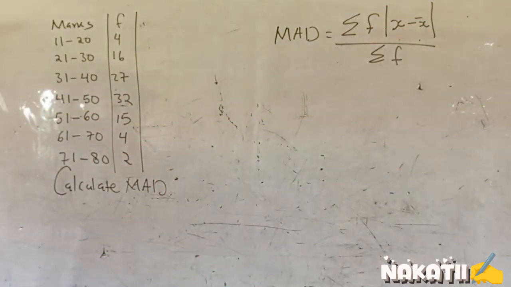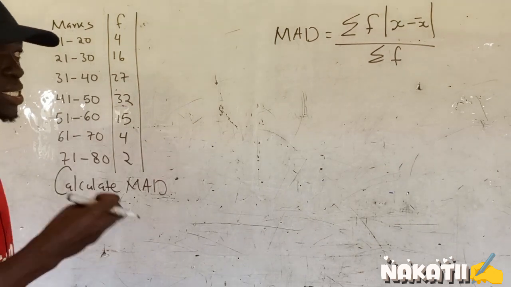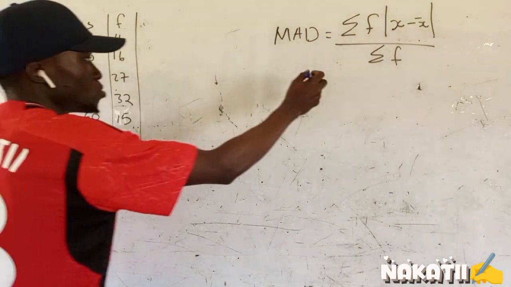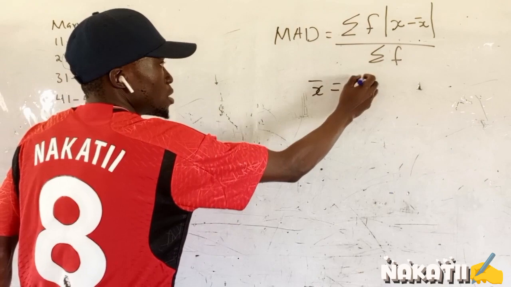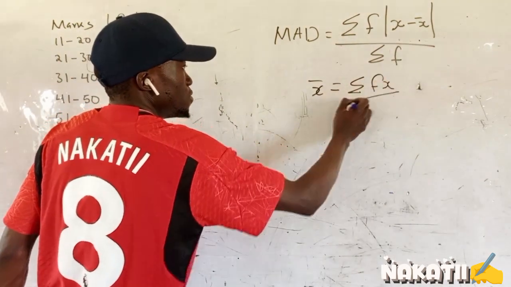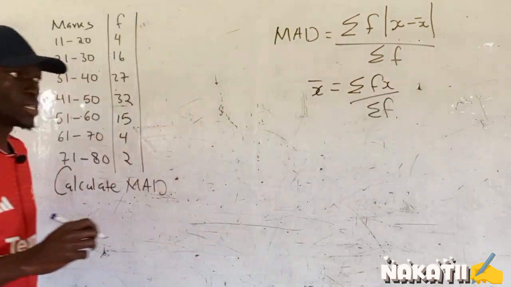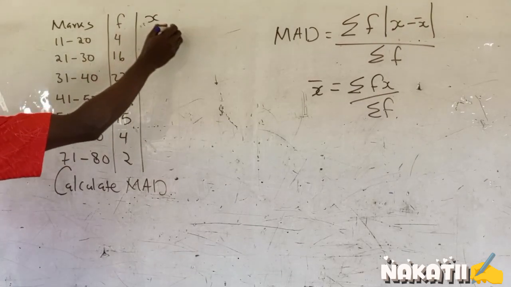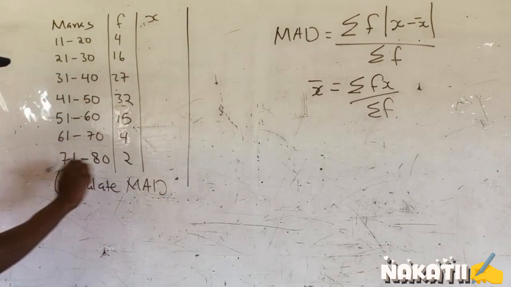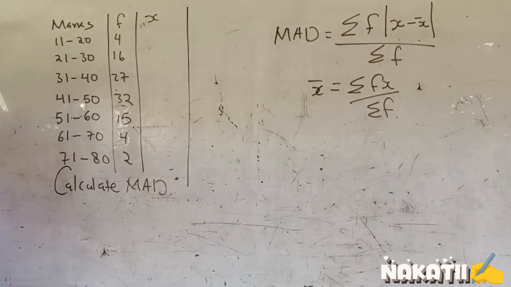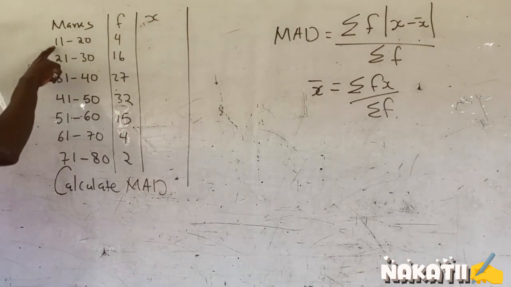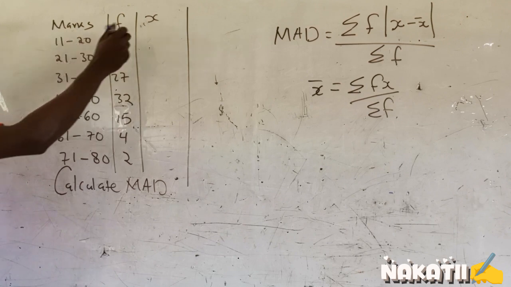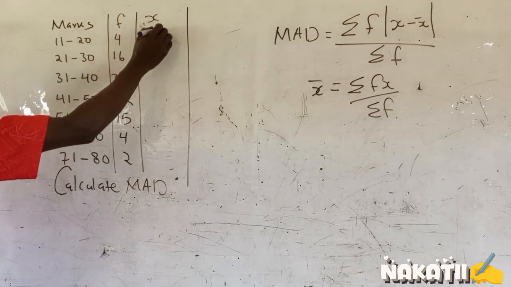So the first thing we need to get is the mean of this data. Mean is the summation of fx divided by the summation of f. That is how we get mean. So we need to get x. We need to come up with a column of x, and x are the midpoints of these classes. So we take 11 plus 20, divide by 2, and we get 15.5.